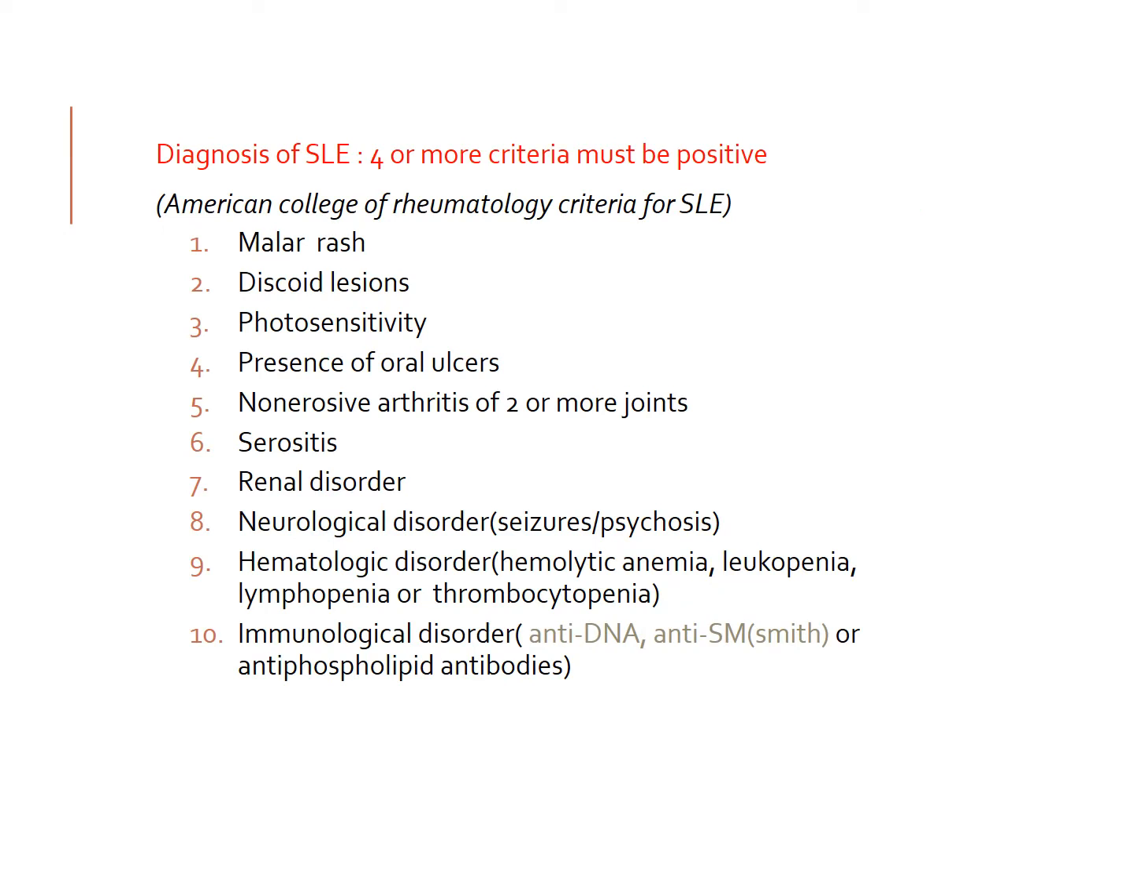Right, there are 4 more criteria which must be positive in this American College of Rheumatology classification or criteria for SLE. Either a malar rash, discoid lesion, photosensitivity, presence of oral ulcers, that's the one which we were looking at earlier, non-erosive arthritis of 2 or more joints, serositis, renal disorders, neurological, hematological or immunological disorders.